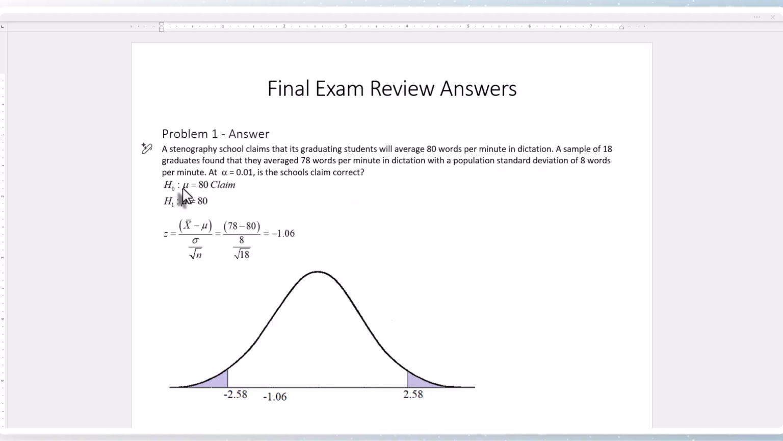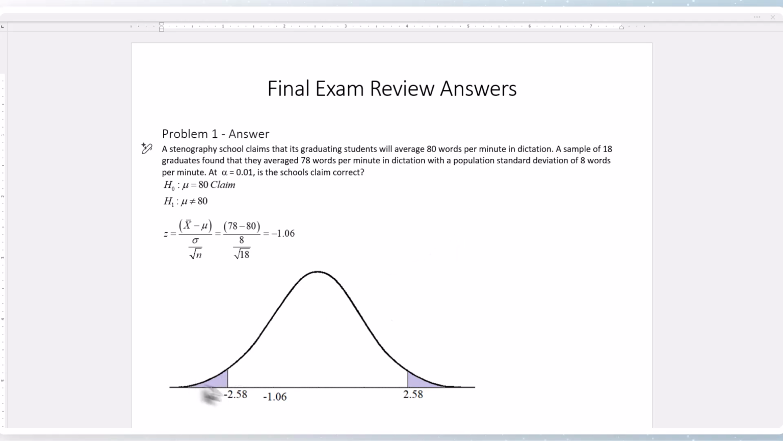So the claim is that the average is equal to 80. That's H naught. To write down H sub 1, it's the opposite. The mean is not equal to 80. Since we're given the population standard deviation, this is a z-test.